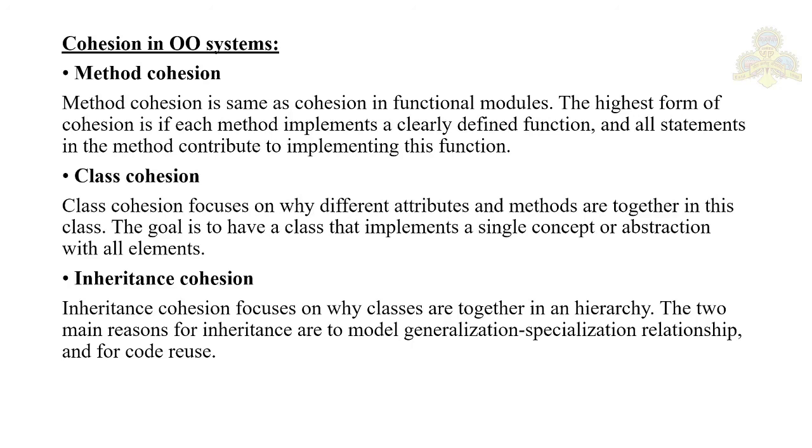Getting it? So there are 7 levels of cohesion, and these 3 are the cohesion in object-oriented systems.